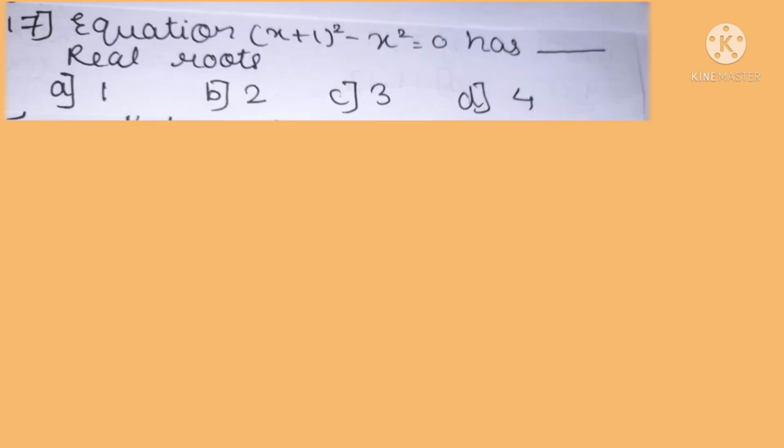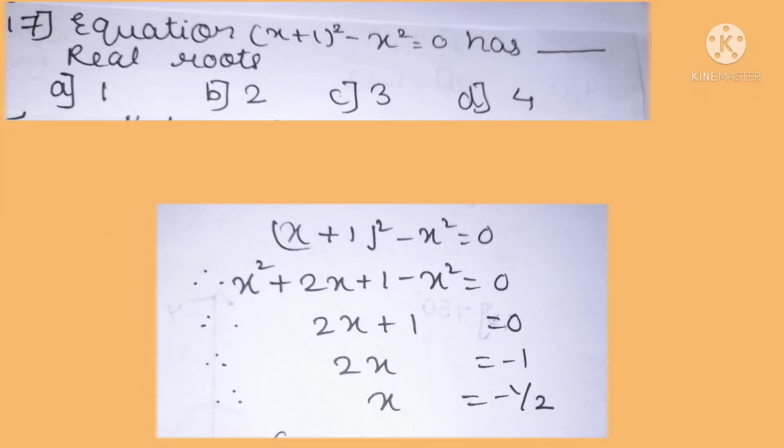17th main question. Over here the question is, the equation x plus 1 the whole square minus x square is equal to 0 has dash real roots. It means how many real roots are there. So first we need to expand the given equation, using the x plus 1 the whole square formula, in which x square will be cancelled on the LHS. So the equation will be 2x plus 1 is equal to 0, in which x is equal to minus 1 by 2.